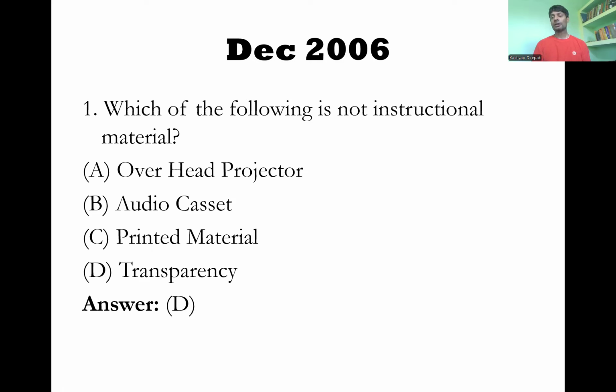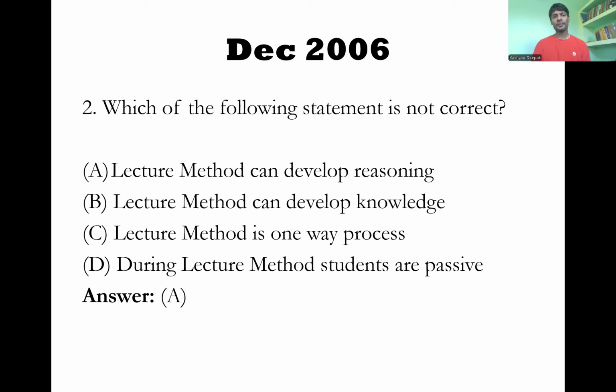Now the next year, December 2006. We know the paper is held twice a year, so this is for the December session. Which one of the following is not instructional material? Overhead projector, audio cassette, printed material, and transparency. We can touch A, B, and C, but transparency is something we cannot define or dictate, so the answer here is transparency.